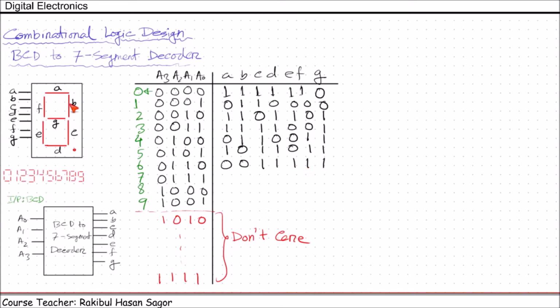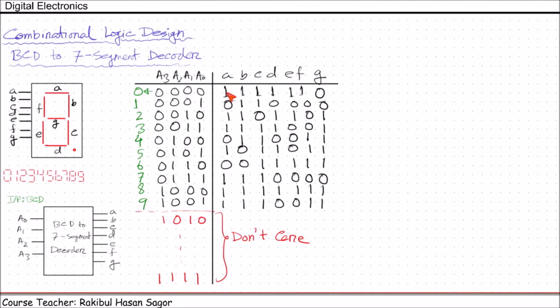To represent 7, A, B, C should be on, others will be 0. To represent 8, all the lights should be on. To represent 9, all the lights should be on except E and D. So D, E should be off. And these are the don't care conditions. Now there are 7 output variables.